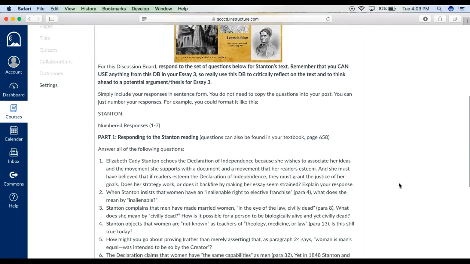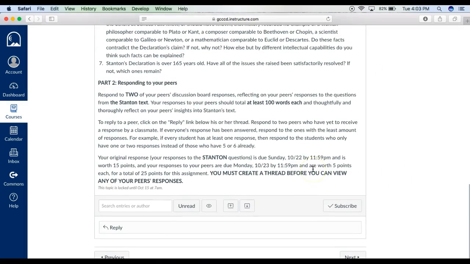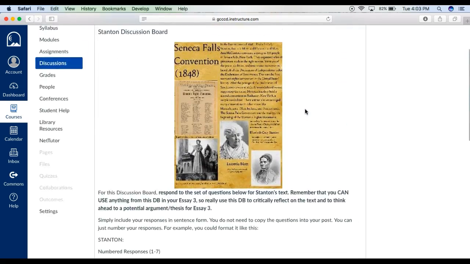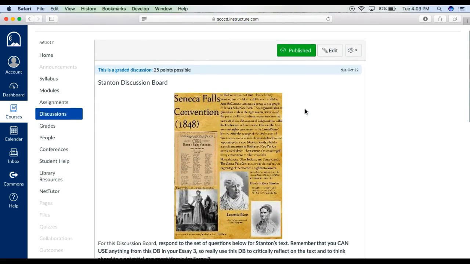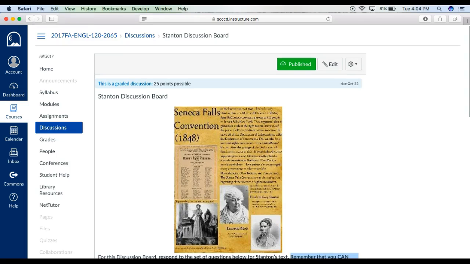Okay. And then the Stanton discussion board here, this is something I wanted to show you. So you're going to read Stanton, she's in your textbook, and then you're going to answer these 7 reading questions and then respond to 2 peers. Pretty straightforward. So whatever you come up with for any of the discussion boards, you will be able to use for SA3. It says this here. Remember that you can use anything from this DB, so really use it to critically reflect on the text and to think ahead to a potential argument or thesis, right? So be sure that you're really putting a lot of work and effort into the discussion boards because you can use whatever you want in SA3, okay?